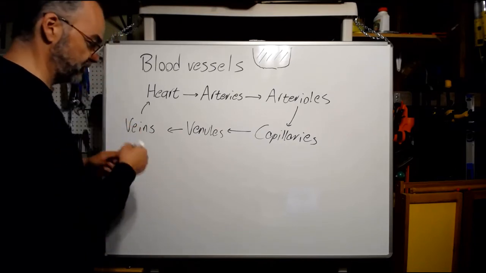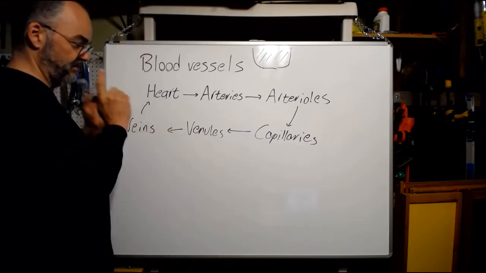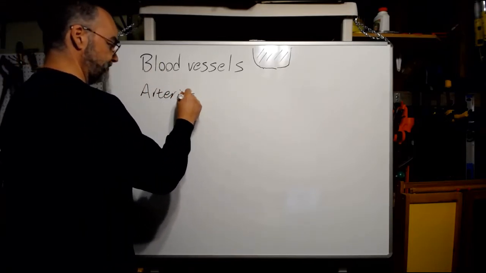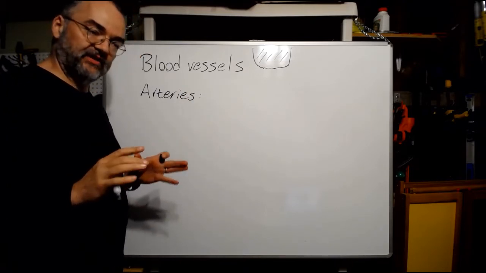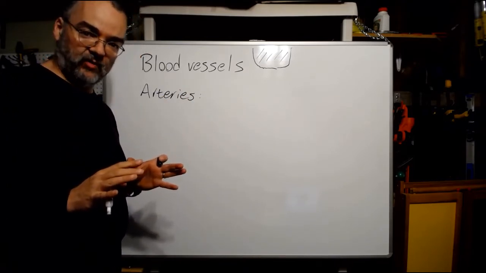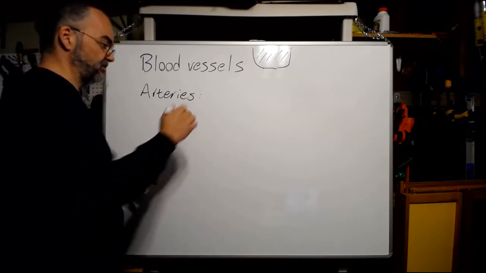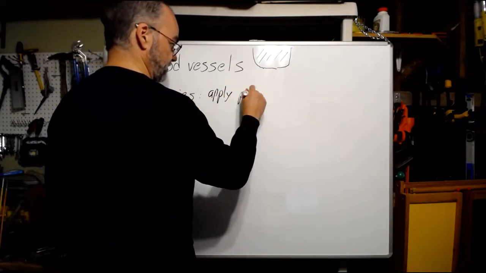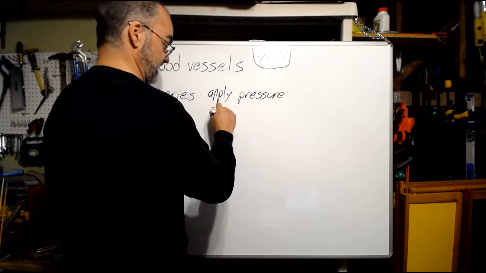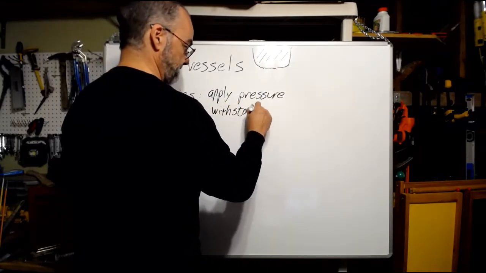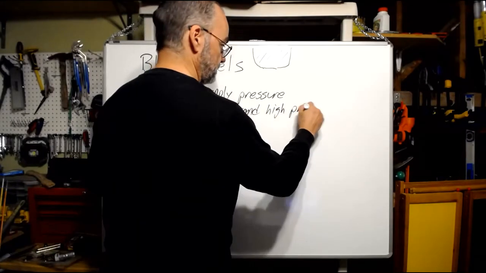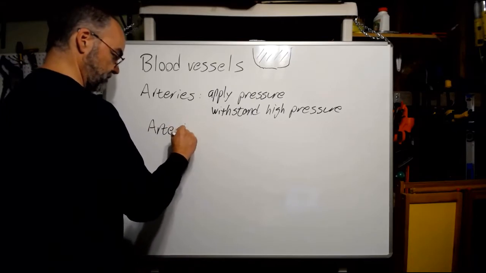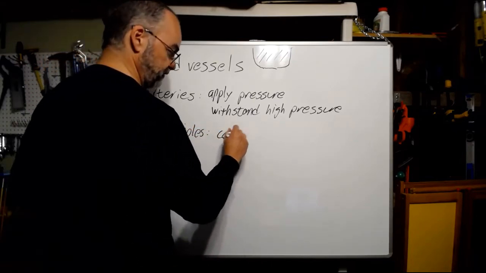So just to summarize those purposes, let me quickly erase and say arteries. The main purpose of arteries is to carry highly pressurized blood away from the heart, especially in the systemic circuit. They're under very high pressure, so these have to apply pressure and also withstand high pressure. Arterioles are mostly about controlling blood flow.